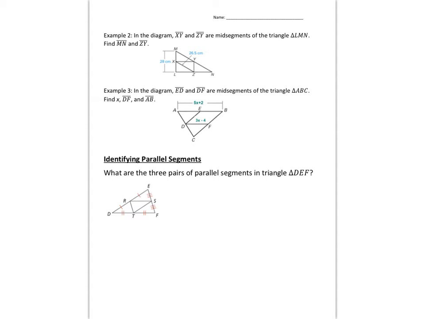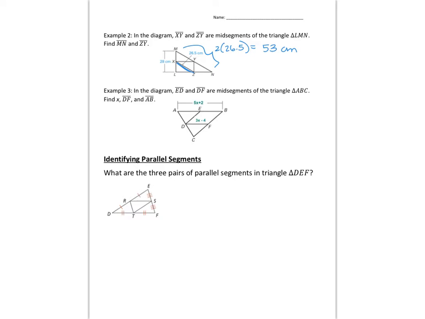In this diagram, XY and ZY are the mid-segments. Find MN and ZY. So why don't you take a second and pause the video and try that, and then I will do it. So MN is going to just be double the one that it's parallel to, which is the 26.5. And so what is that? I think it's 53, I hope, centimeters.